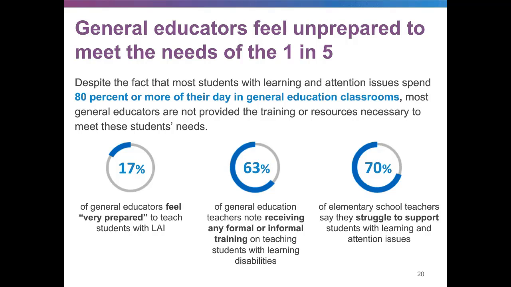63% though say they have received some formal or informal training on teaching students with learning disabilities. And you might look at 63% and say, hey, that's pretty good. That's almost 40% of teachers who are reporting that they have not received formal or informal training in working with kids with learning disabilities. And we know that teachers all have kids with learning and attention issues in their classrooms. 70% of elementary school teachers say that they struggle to support students with learning and attention issues, as opposed to only 17% who feel very prepared.